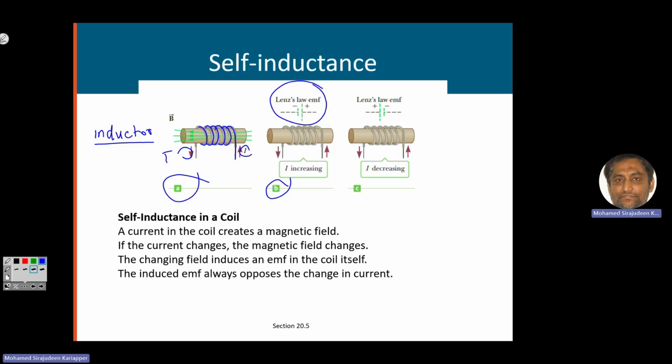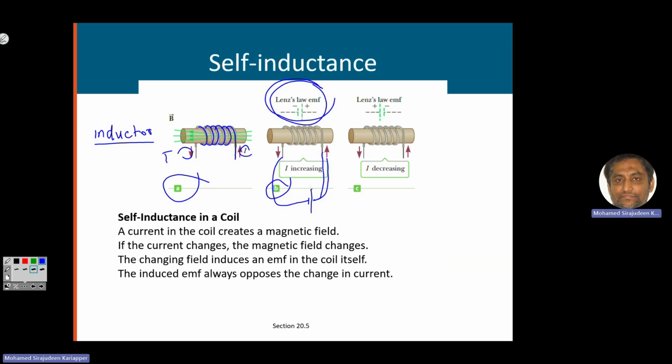That is Lenz's law. Suppose this is connected to a battery which is driving the current this way. There will be an induced EMF which will try to send the current in the opposite direction, therefore stopping the change. You are increasing the current, therefore increasing the flux, so it cancels that change by sending a current in the opposite direction.